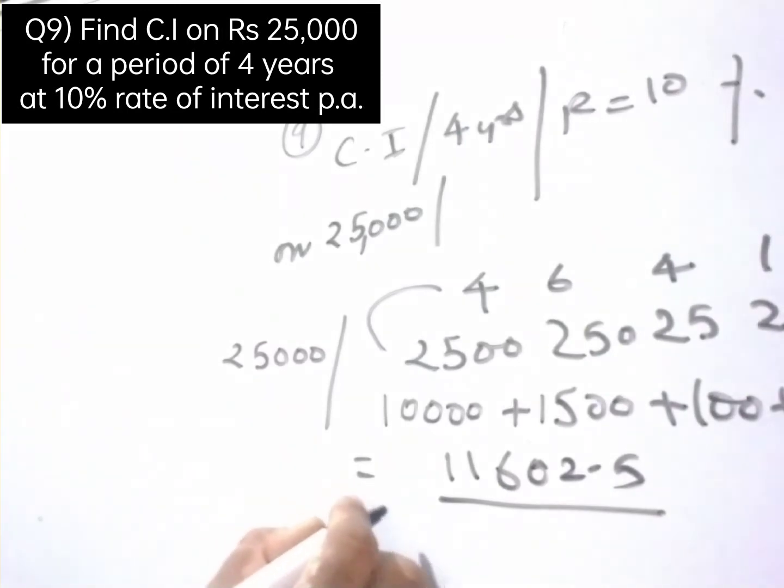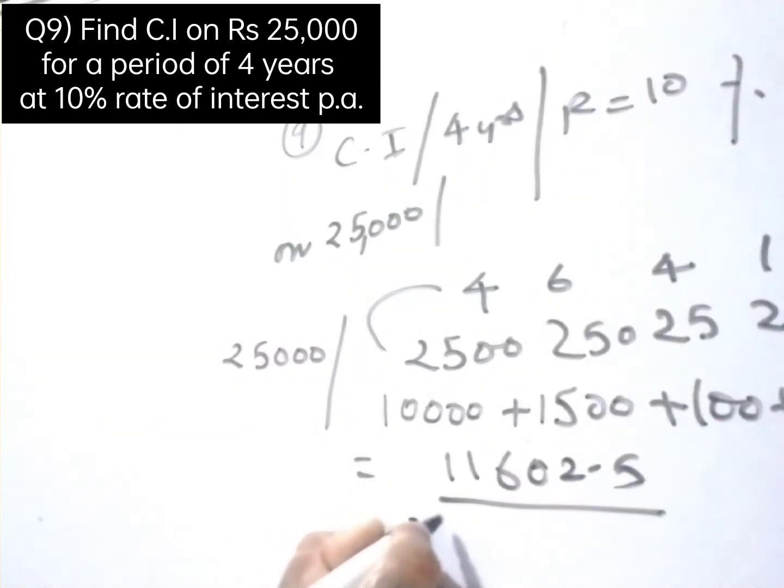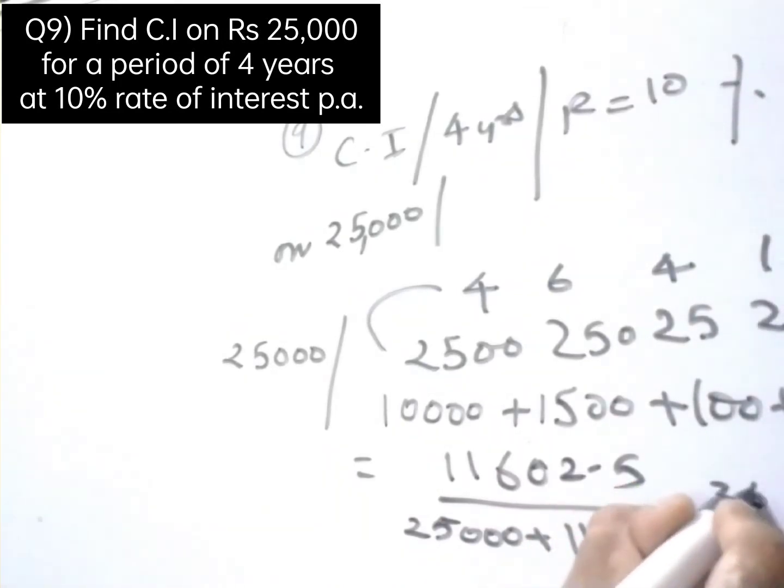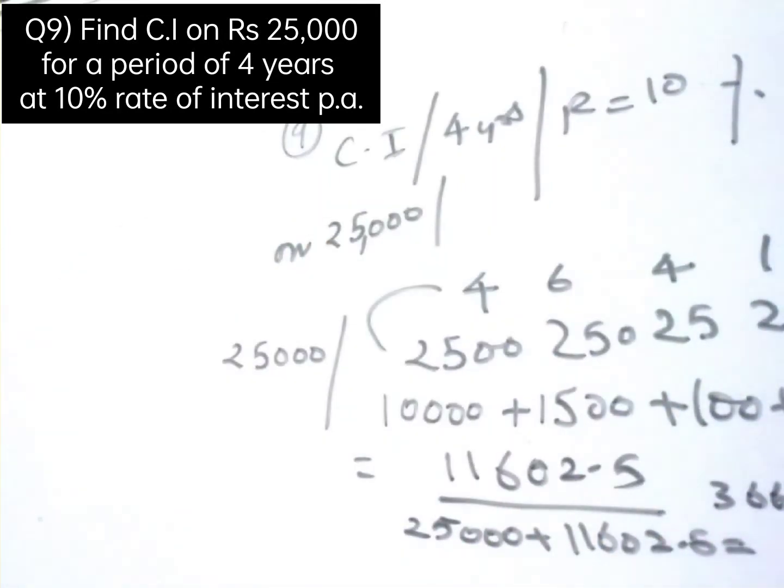Addition. So 25,000 plus 11,602.5, if you add totally, how much do we get? 36,602.5. So that is the final answer. So how to find compound interest for 2 years, 3 years and 4 years compounded annually, we have seen. Thank you dear students for today.